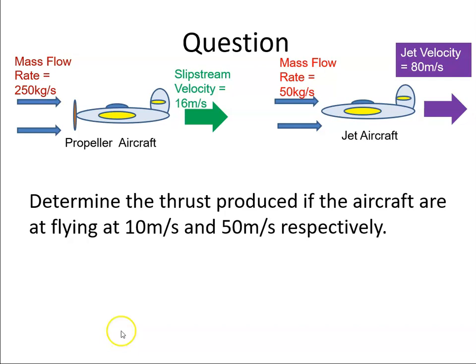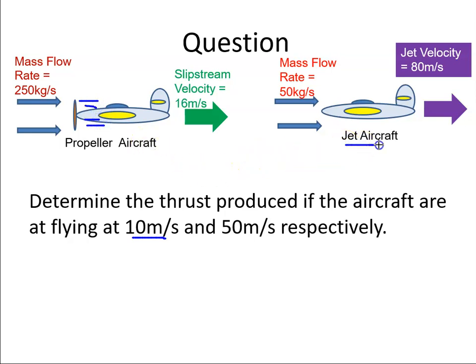We have two aircraft here. We have a propeller-driven aircraft and a jet aircraft. So with the propeller-driven aircraft, we are told it's taking in air at 250 kilograms per second, and the aircraft is flying at 10 meters per second, and the jet stream is 16 meters per second.